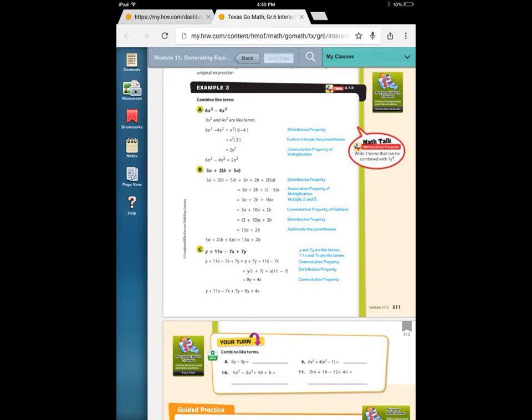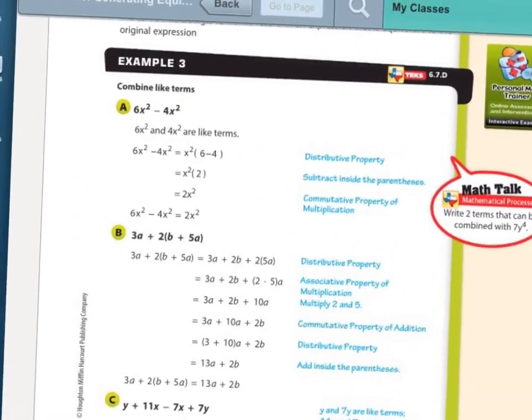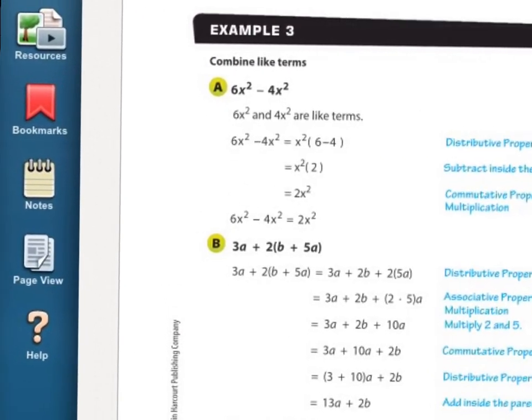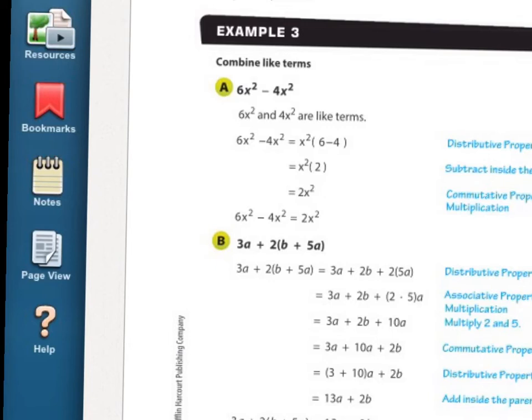This is one of my favorite things to do. It's been a long time since I've had to teach it. When I was a 7th grade math teacher, I taught this, but I haven't had to teach it in a long time, but I love to do it. You look for things that are the same. Like this has that x squared, and this has the x squared. So that makes these like terms.